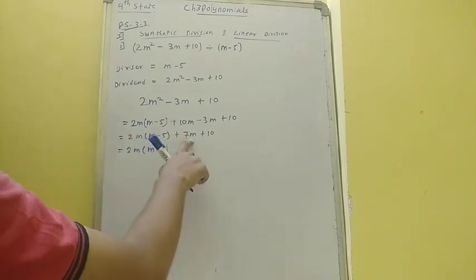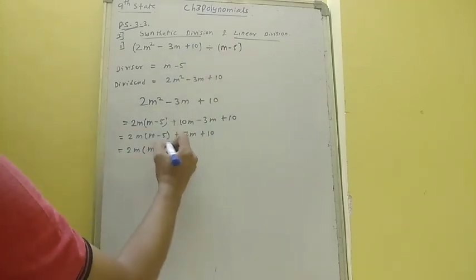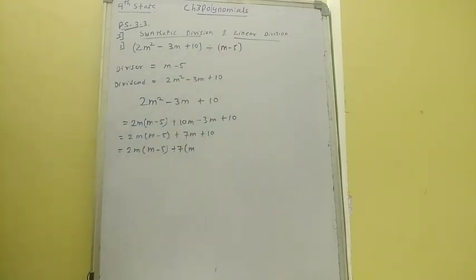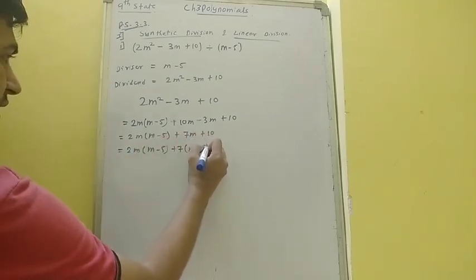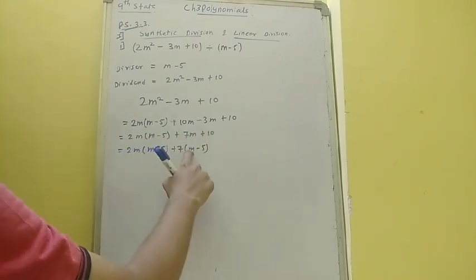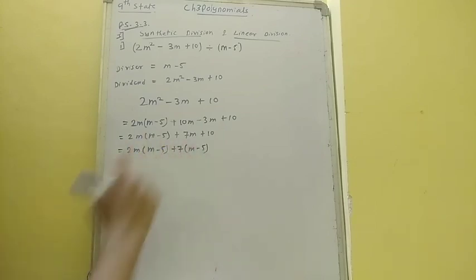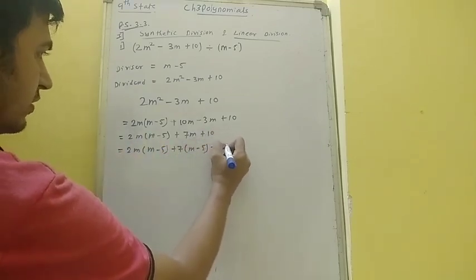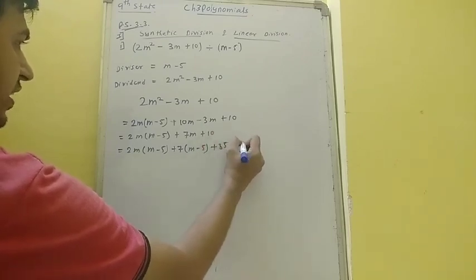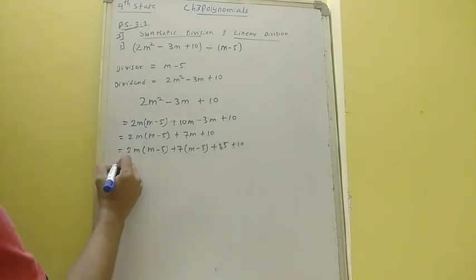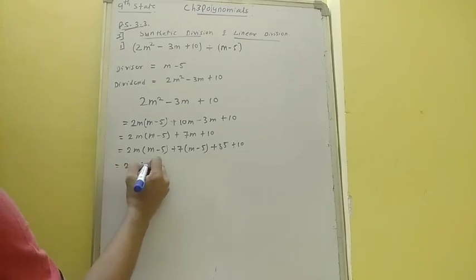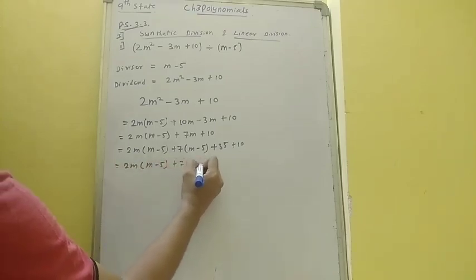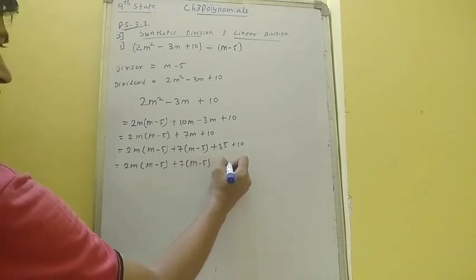Now I want m over here again, so I will take 7 common. What is remaining inside is m, but I will add minus 5 because I want that divisor part. So 7 into m is 7m, and 7 into minus 5 is minus 35. To balance that minus 35, I will add plus 35 to it, plus 10 as it is. So we have 2m into m minus 5, plus 7 into m minus 5, plus 45.